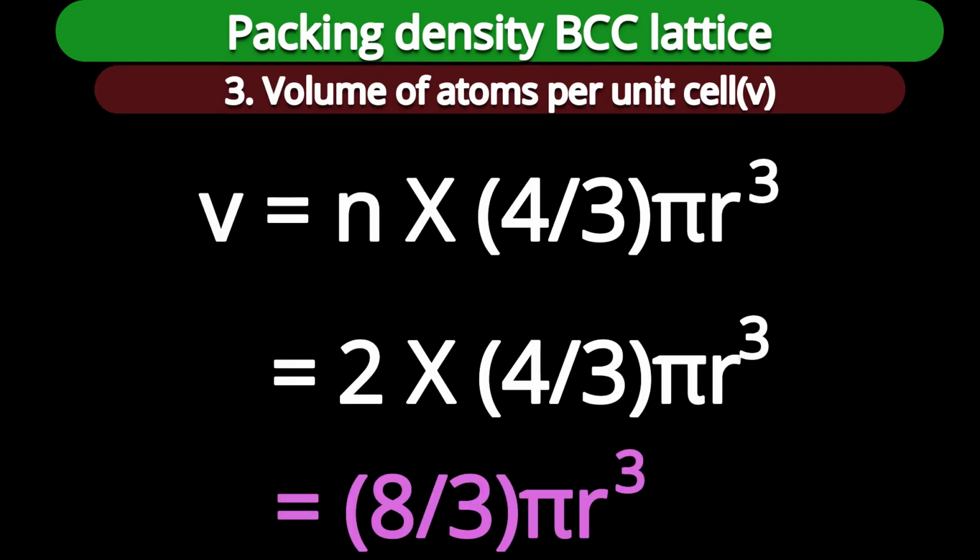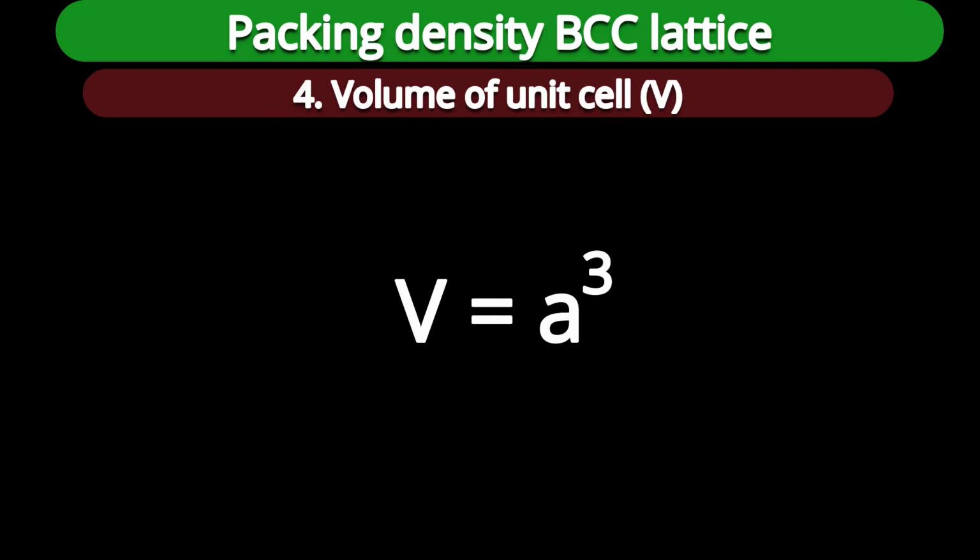From the total number of atoms belonging to the unit cell, we can find out the volume of atoms per unit cell. What is the volume of a sphere? 4 by 3 pi r cube. How many atoms are there? 2. So total volume will be 8 by 3 pi r cube. That's the volume of atoms per unit cell, and that much volume is occupied by atoms in the unit cell. How much volume is available for occupation? That is our capital V. That's the volume of the cube. What is the volume of a cube? Side raised to 3. What is the side? Small a. That's our cell parameter. So a cube means capital V.